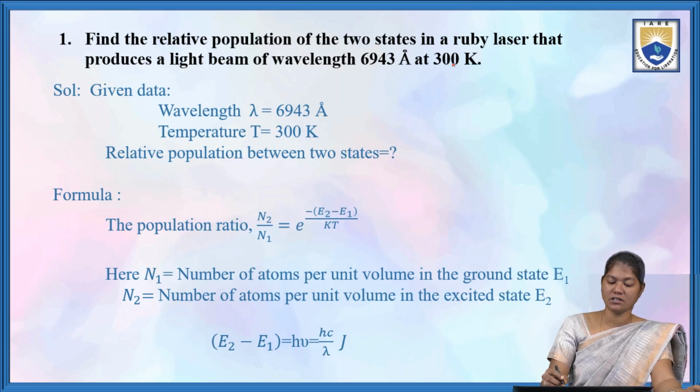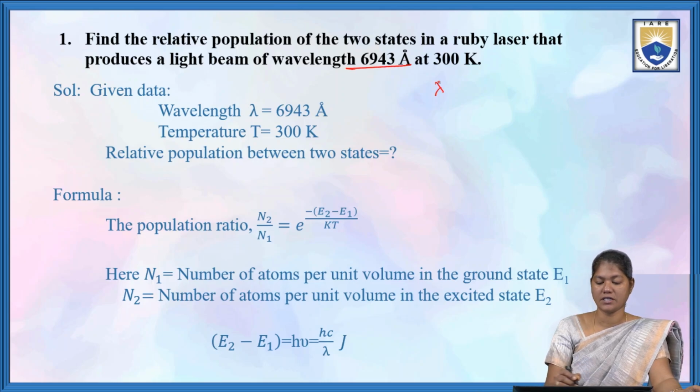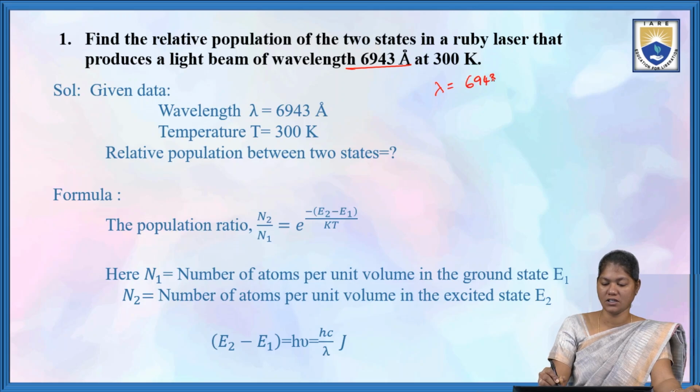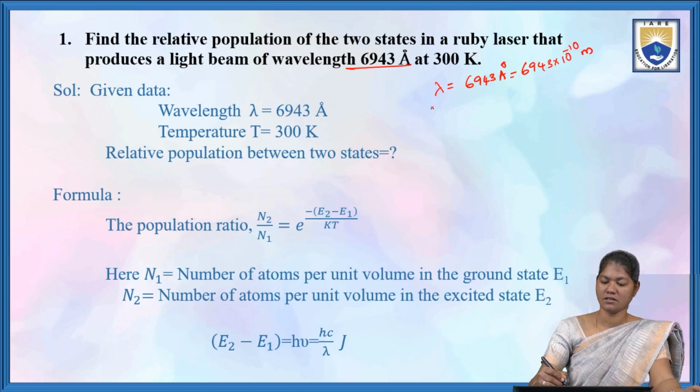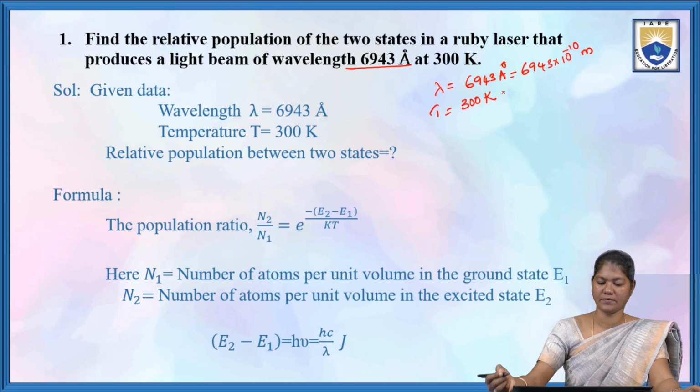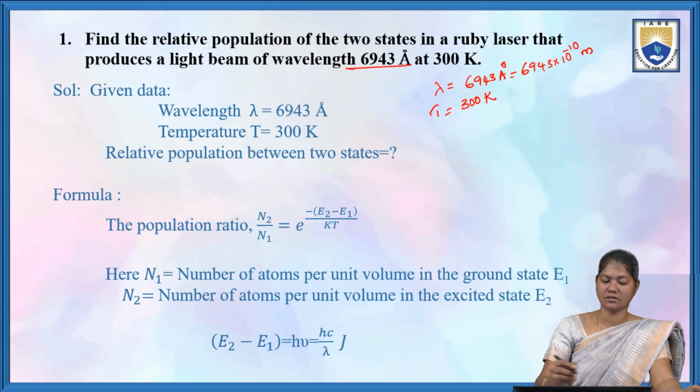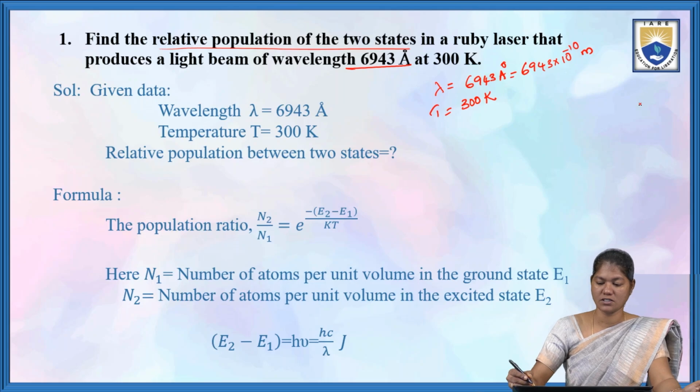So the given data is lambda, that is 6943 angstroms. If it is converted into meters, then it is 6943 into 10 power minus 10 meters. And the temperature T is equal to 300 degrees Kelvin. So we need to find the relative population of the two states.